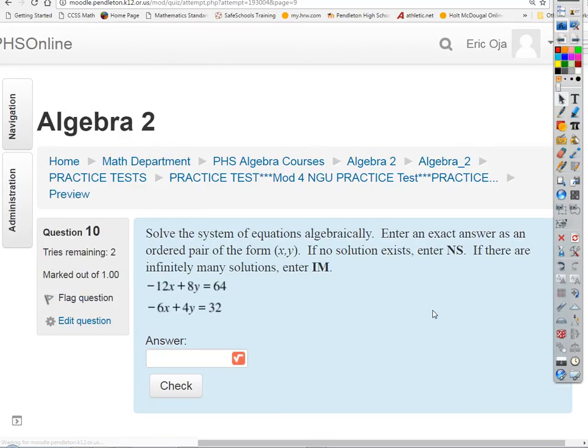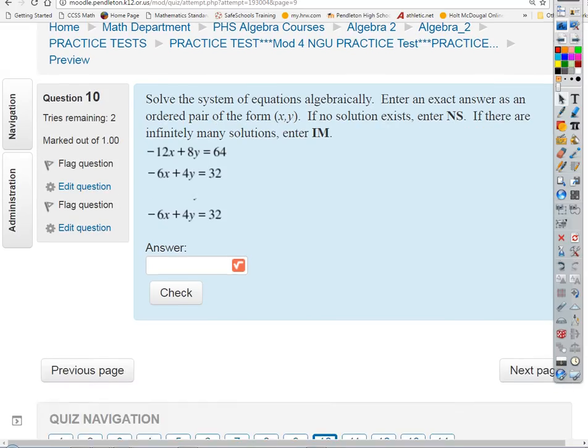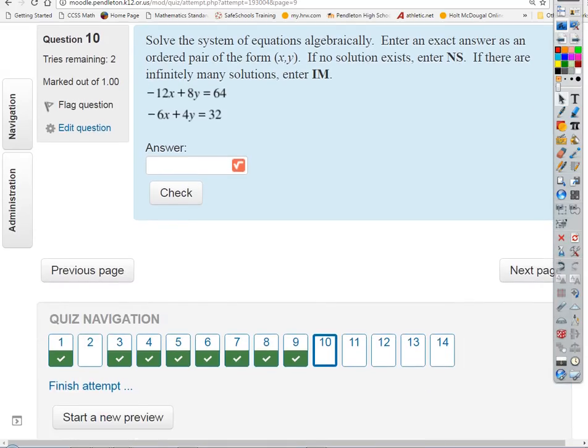Okay, so what about this? Now we're going to solve this linear system. This one's written in standard form. How should we solve this one? Elimination, right? For sure. So which variable are we going to try to get rid of? You pick.